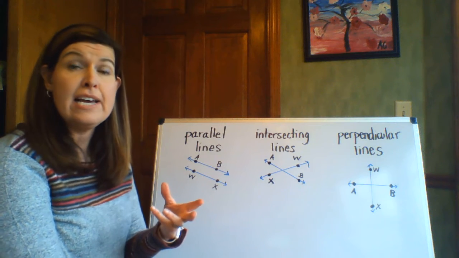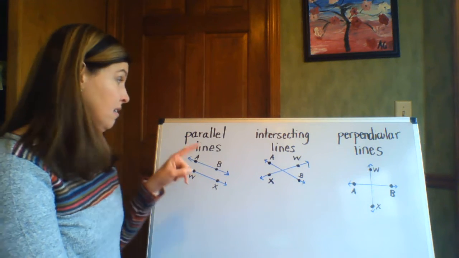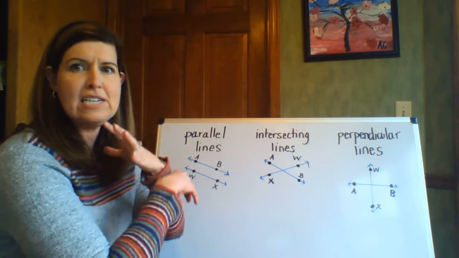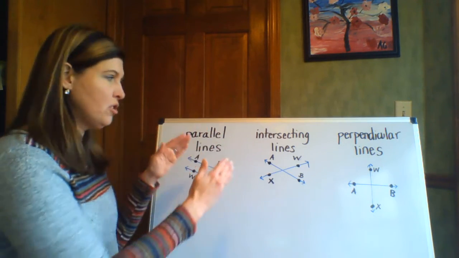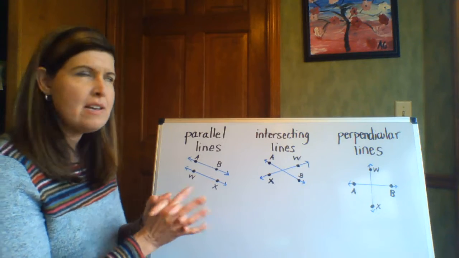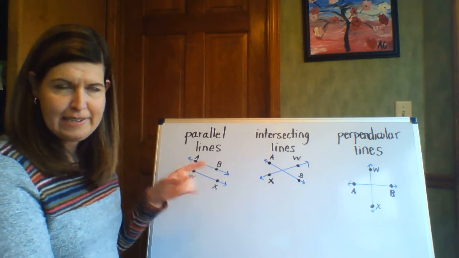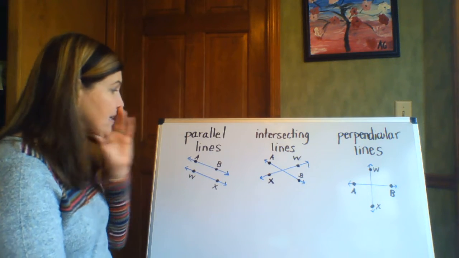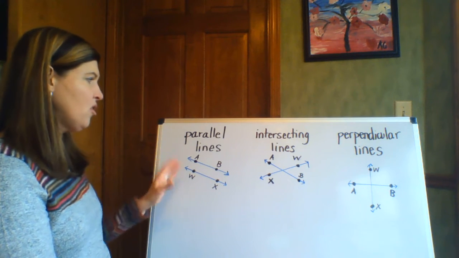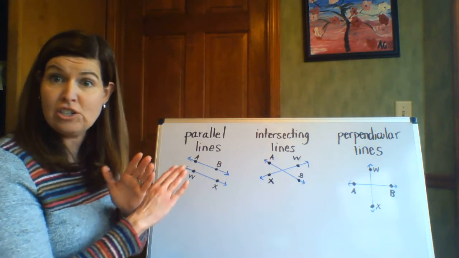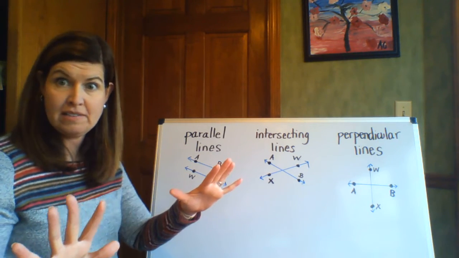Before, we learned that a line has arrows on both sides, and that means a line continues on and on. We're just looking at a part of the line. So the first lines we're going to talk about are called parallel lines. I'm going to show you a trick on how I remember these. Parallel lines are two lines that do not cross each other at any point.